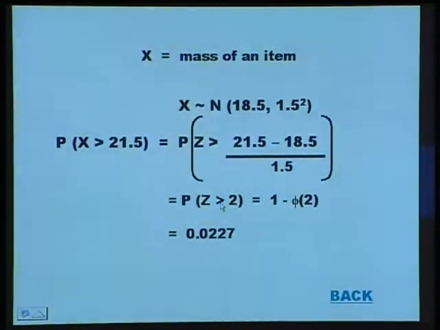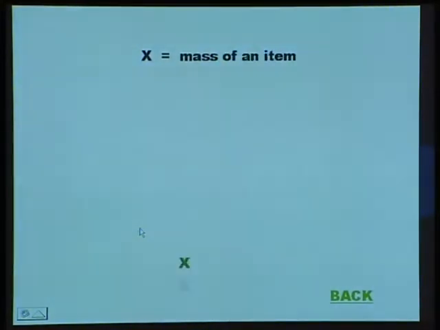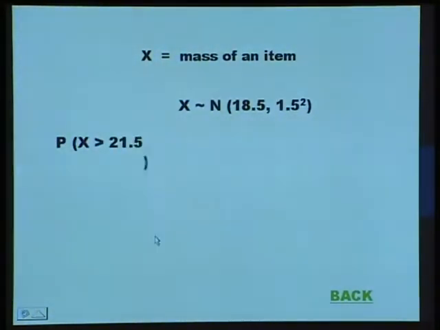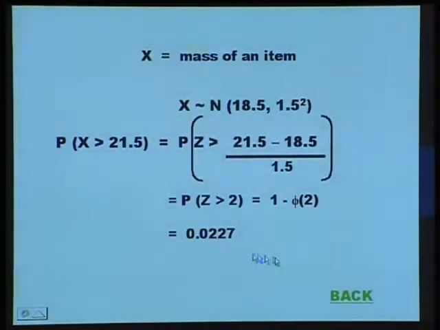So z greater than 2, since we have greater than, it becomes 1 minus phi of 2. Phi of 2 can be found from the table to obtain 0.227. So the probability that an item weighs more than 21.5 kilogram would be given by the probability x greater than 21.5, which after standardization produces probability z greater than 2, written in terms of phi, 1 minus phi of 2. Evaluating it from the table gives 0.227.